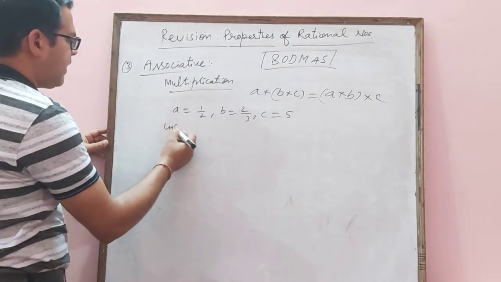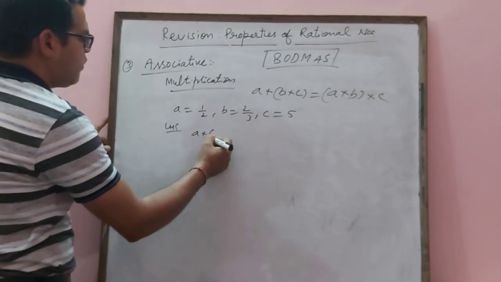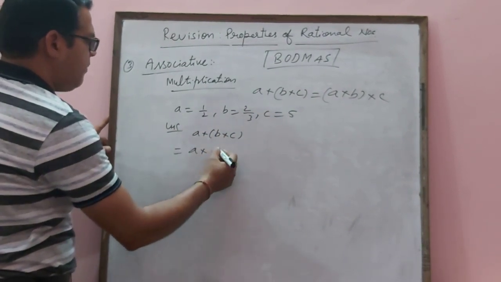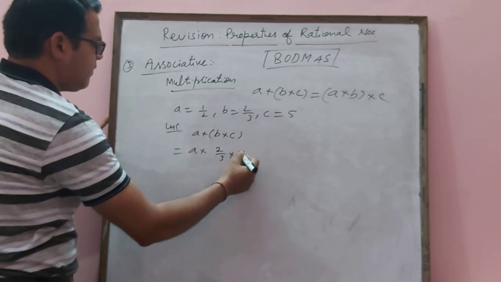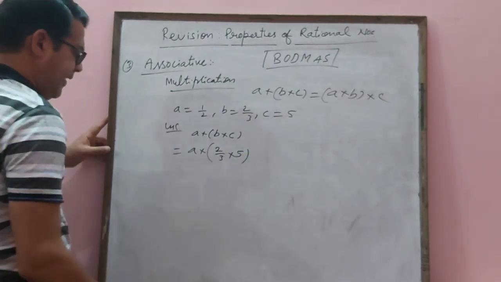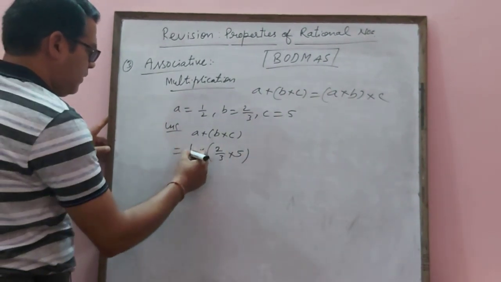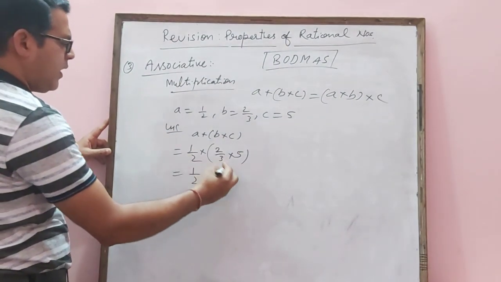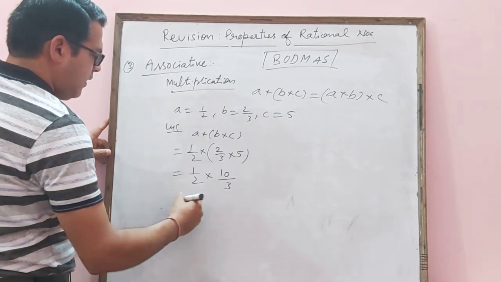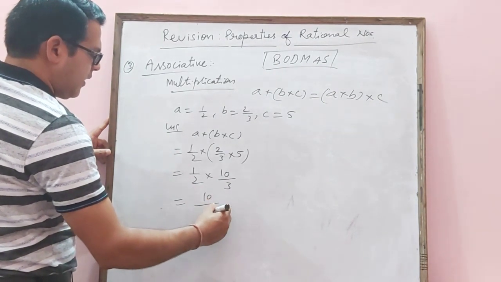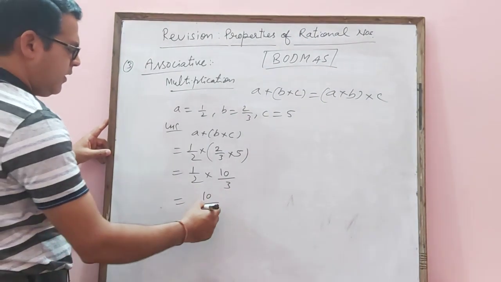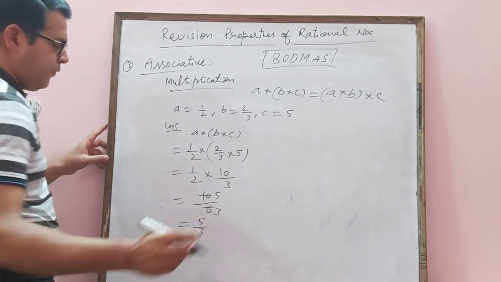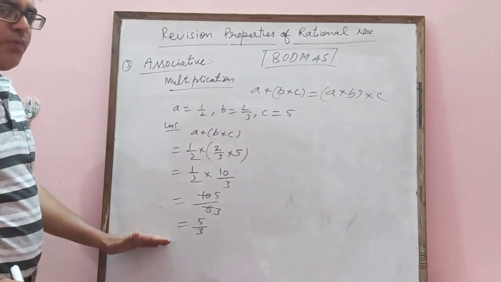So left hand side, A into B into C. So A into what is B? B is 2 by 3 and C is 5 only, and A is 1 by 2. So the bracket we have to solve first. 5 into 2 by 3, we can write it 10 by 3. Now 10 by 6 we can write it, or after simplification we can write it 5 by 3. So left hand side is 5 by 3.